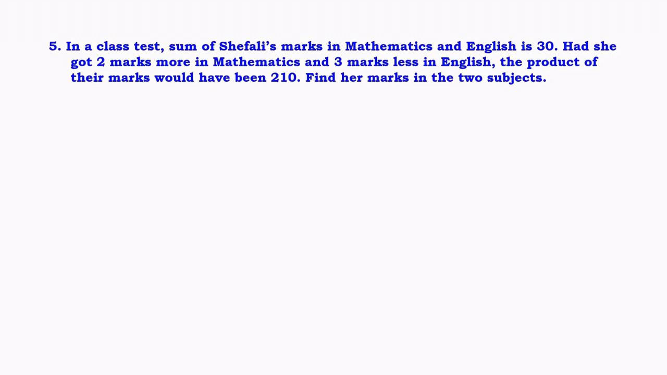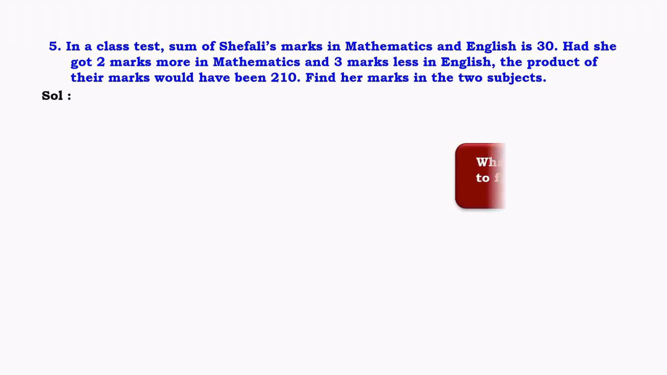Now, we will solve an interesting word problem based on marks scored in two subjects using quadratic equations. Let us first read the question carefully. The sum of Shefali's marks in mathematics and English is 30. If she had scored 2 marks more in mathematics and 3 marks less in English, then the product of the 2 marks would have been 210. We have to find her actual marks in both subjects.